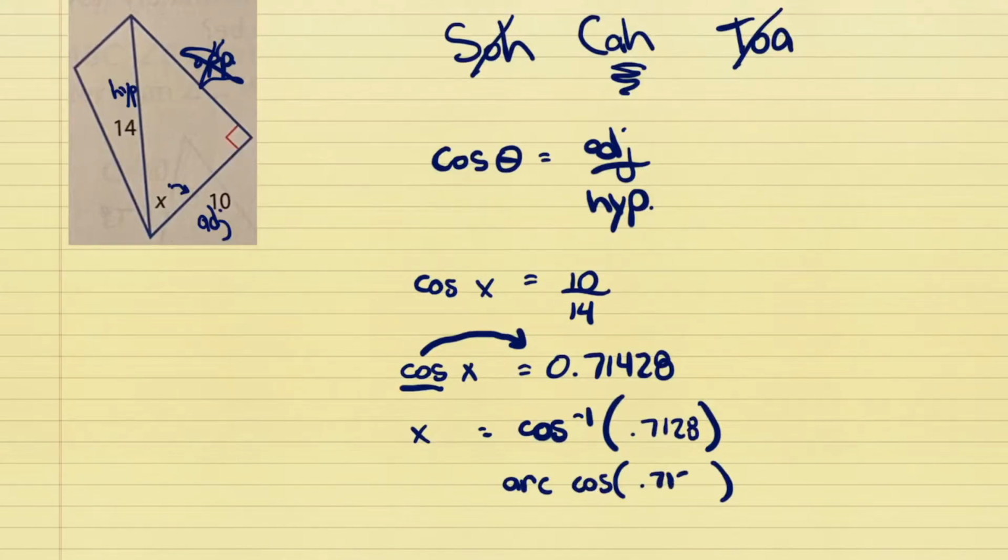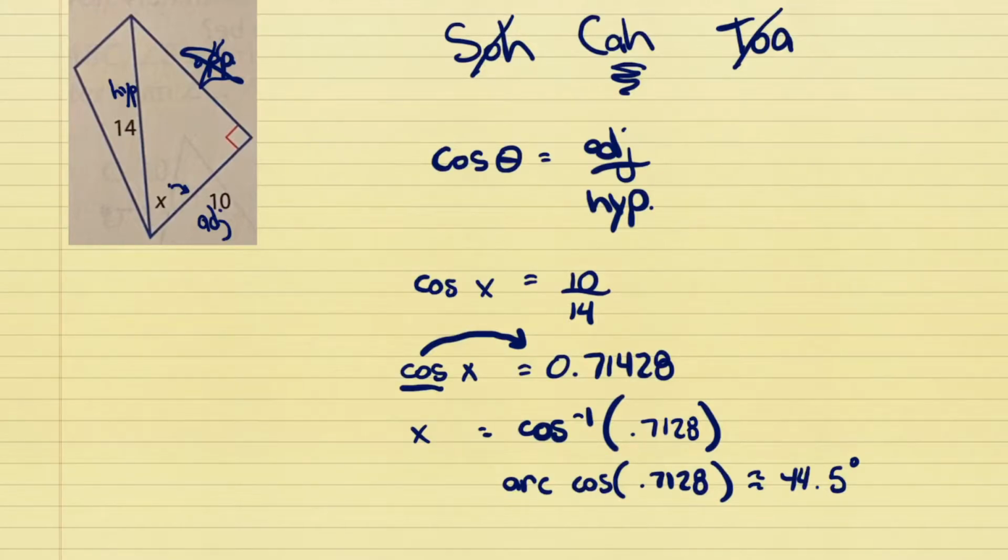I don't care which one shows up. I'm writing both of these down in case your calculator doesn't have one versus the other. If you hit that shift key, the second key, and then hit cosine, and type in 0.7128, just make sure you're in degree mode, and it should tell you 44.5 degrees. There's a bunch of other decimals, but I'm just rounding. So there's the first one.